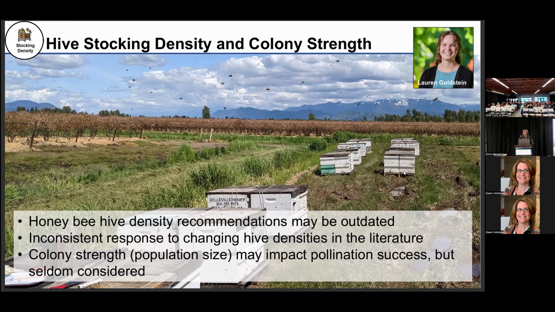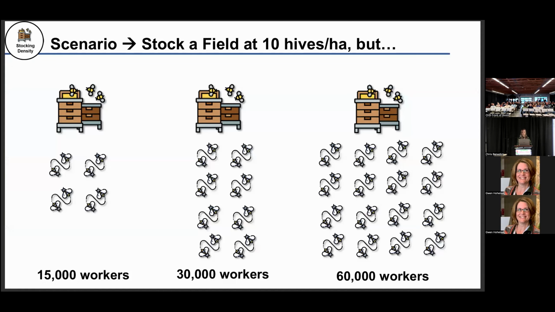When we look at the literature, even literature that my program has contributed, we see a really inconsistent response, though, to changing hive densities and bee activity and pollination outcomes. And what was hypothesized in this work is that that inconsistent response might be due to the fact that we're not taking into account the actual population of those hives, or how many workers are in those hives. The number of individuals or the population size in that colony is referred to as colony strength. So we looked at that for this project over the course of 2 years.